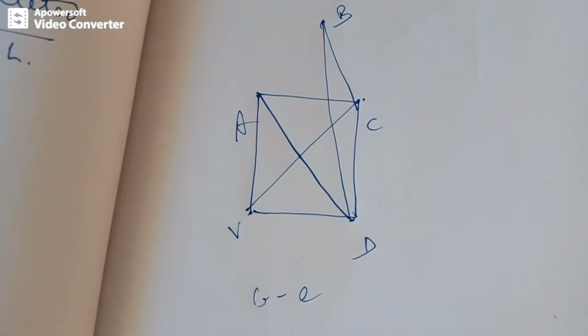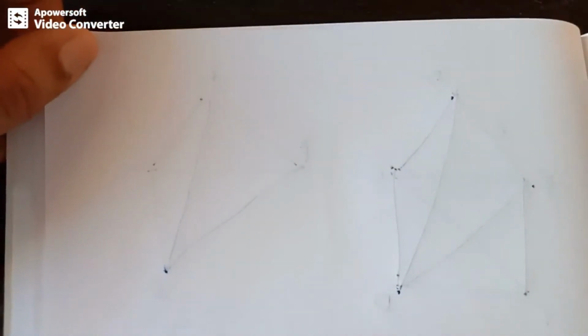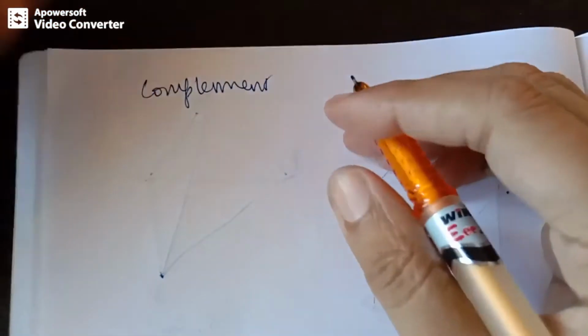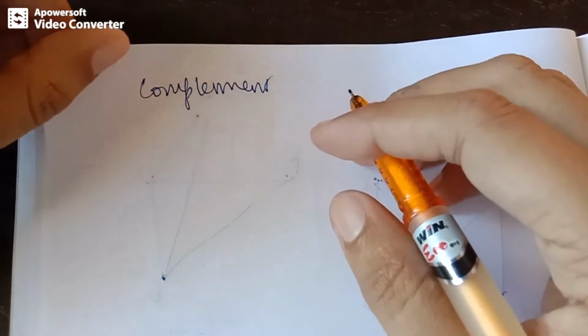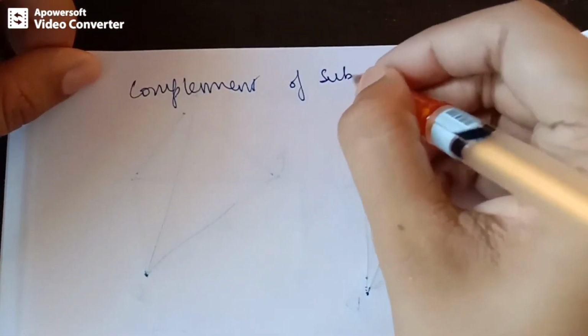Okay, next let's move to another operation on graphs, that is complement of a subgraph. How do you find out the complement of a subgraph? So far we have studied about union, intersection, symmetric difference, decomposition, deletion, and now let's study about complement of a subgraph.